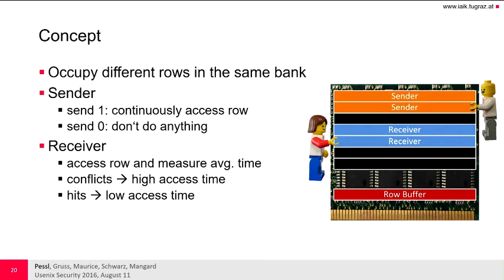Then for the actual transmission, Juliet, the receiver, just keeps accessing one of her rows and measuring the average access time. Now, if Romeo wants to send a 1, he continuously accesses his row. This, of course, activates his row in the row buffer. Then, if Juliet accesses her row again, she triggers a row conflict. The access time is high, thus she can infer, okay, a 1 was sent. If, on the other hand, Romeo wants to send a 0, he just doesn't do anything. Juliet's next access is served directly from the row buffer, and this is, of course, fast.